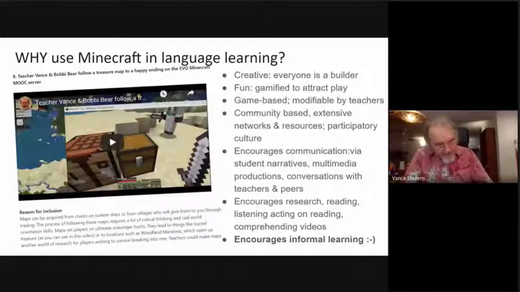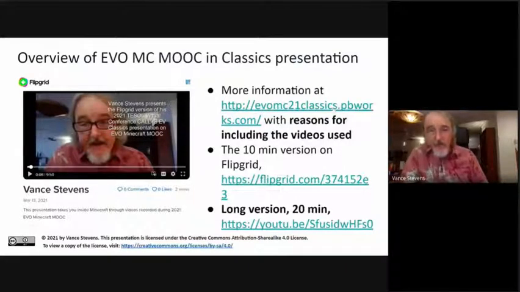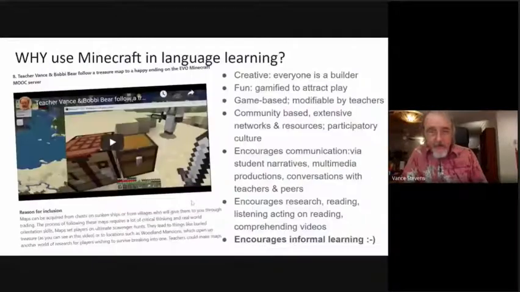So let's see, if I just back up to this previous slide, you can read more information at this top PB Works wiki, EVO 21 Classics. And at that one, it shows you, this is a page from that. This is snippet number 8, in which my wife and I found a treasure map. And we followed the map to find treasure.